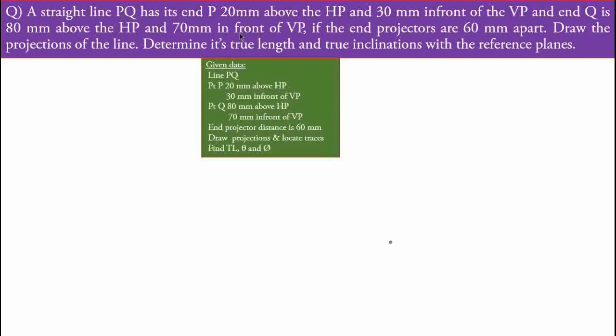If you observe the given data of this numerical, you can find that point P is above the HP and in front of VP, and point Q is above the HP and in front of VP, meaning both points are present in the first quadrant. As all of you are aware, in the first quadrant the front view is represented above the reference line and the top view is represented below the reference line. You have to remember that condition, where the front view and the top view are positioned.